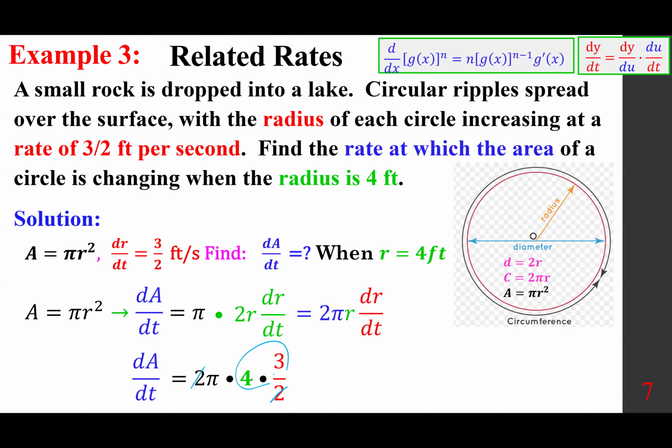You get 12 pi square feet per second, units of the numerator over the units of the time. Exact answer or approximation, make sure you always answer precisely. If they ask for approximation, see how many decimals they want. You go to the next one and then make a decision accordingly.